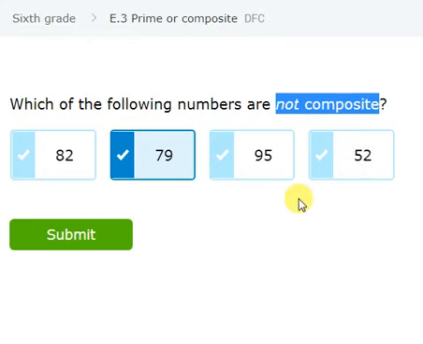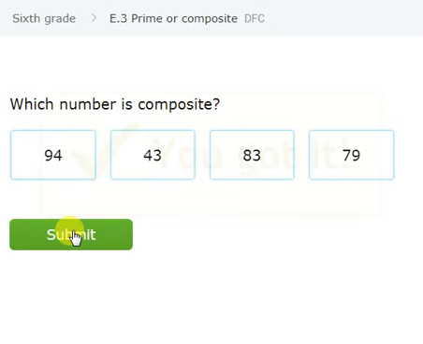In short, I would like to say in this video that if you find any number which is a factor of the given number, that means that number is a composite number, otherwise the number will be a prime number. So I hope you have understood this skill.